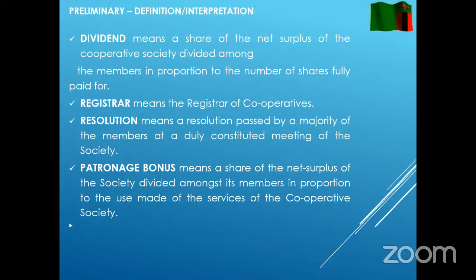We have had situations where a meeting is called to rubber stamp a resolution. No quorum is formed, the meeting is manipulated, and the so-called resolution is made. That is not right. So it must be a resolution or a decision passed by a majority of the members at a duly constituted meeting.